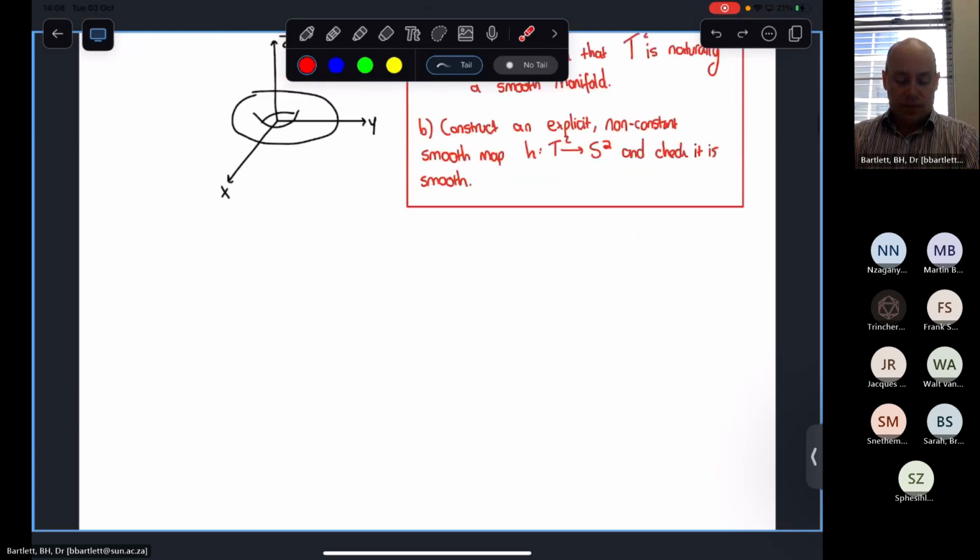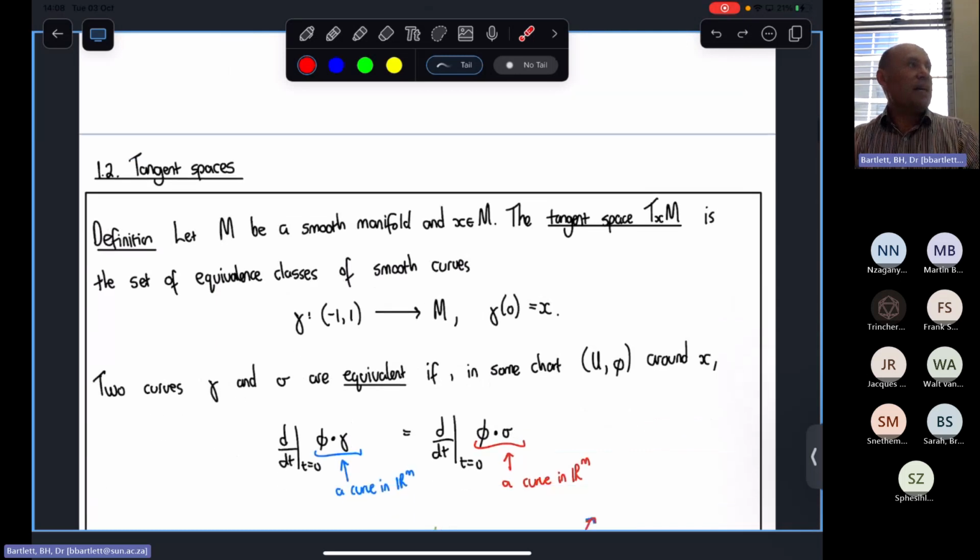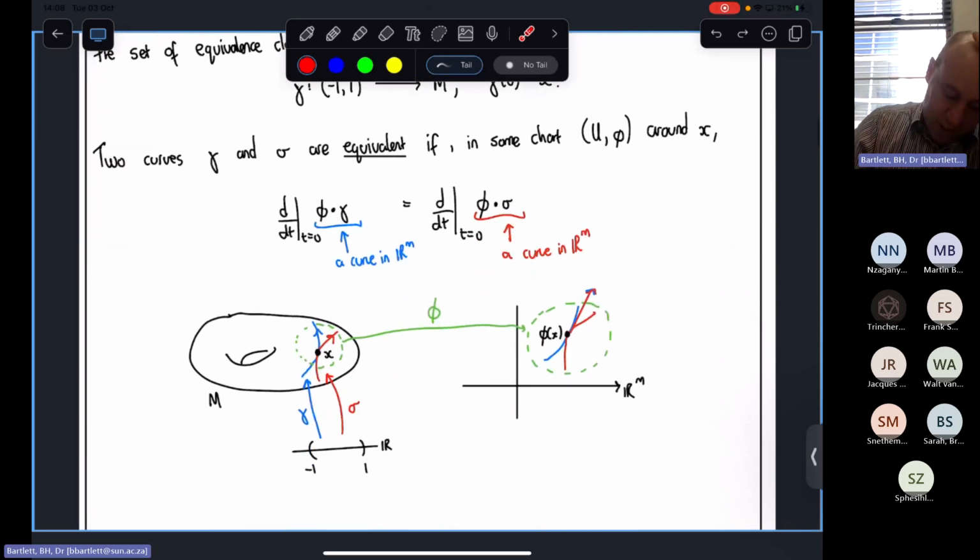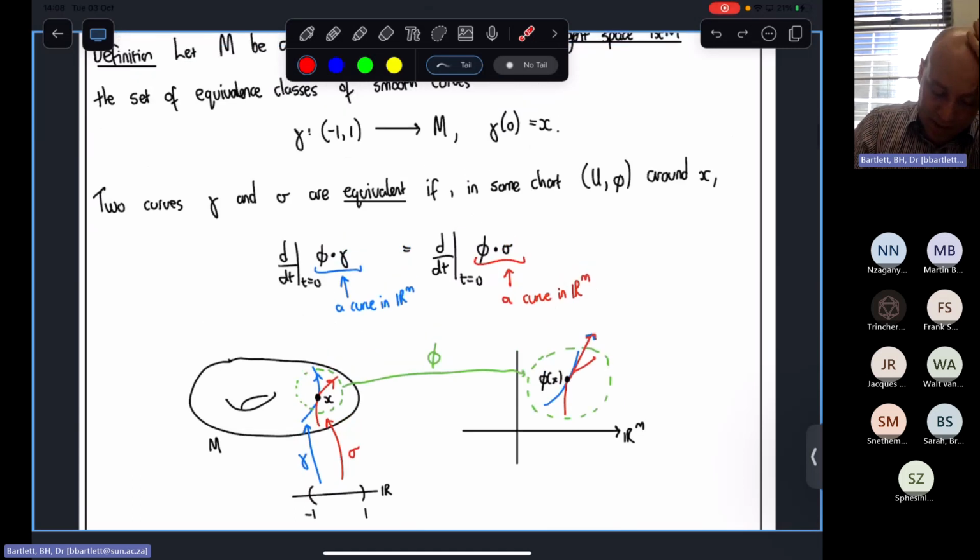Okay, then we spoke about tangent spaces. The tangent space at a point of a smooth manifold is the set of equivalence classes of curves through that point. Two curves are equivalent if in some chart, when you consider the curves in that chart, they have the same tangent vector at that point. In other words, because we know how to calculate the tangent vector of a curve in Rm, we just take the derivative at t equals 0 of this curve in Rm. So if the blue curve in Rm and the red curve in Rm have the same derivative at this point here, then we consider those curves to be equivalent.